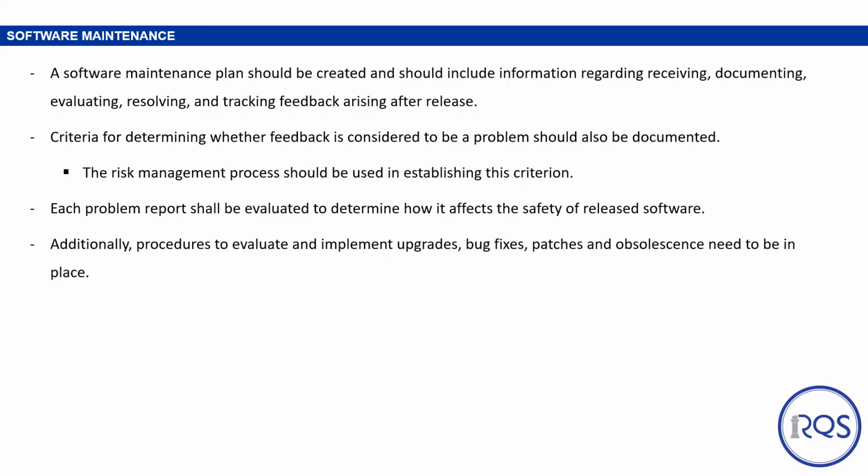A software maintenance plan should be created and should include information regarding receiving, documenting, evaluating, resolving, and tracking feedback arising after release. Criteria for determining whether feedback is considered a problem should also be documented. The risk management process should be utilized in establishing this criterion. Each problem report shall be evaluated to determine how it affects the safety of released software. Additionally, procedures to evaluate and implement upgrades, bug fixes, patches, and obsolescence need to be in place.